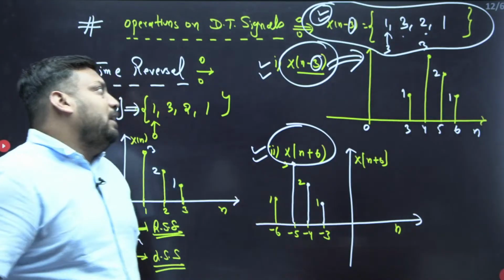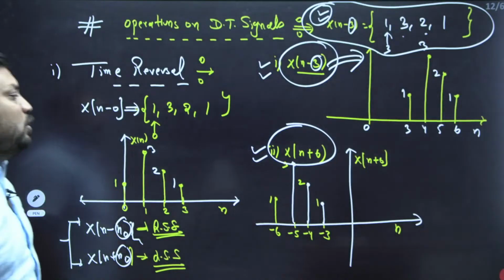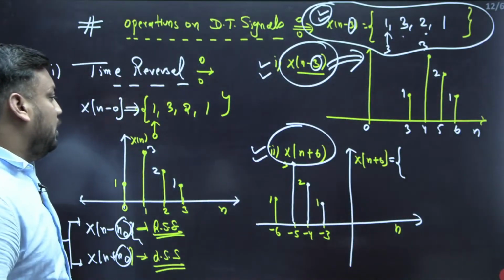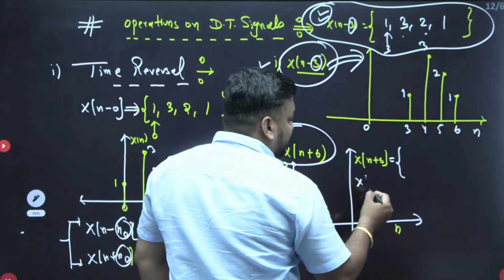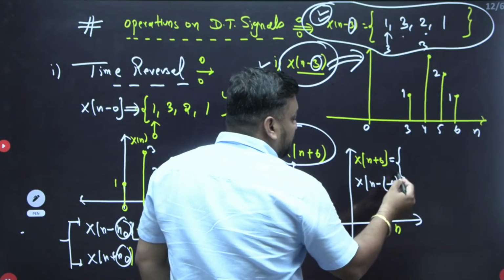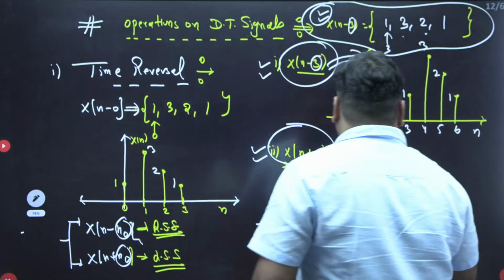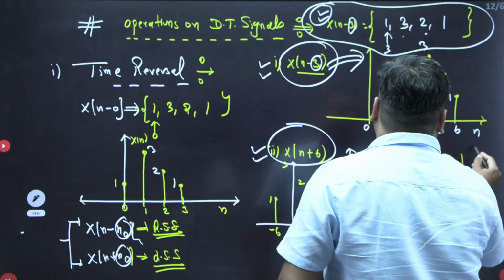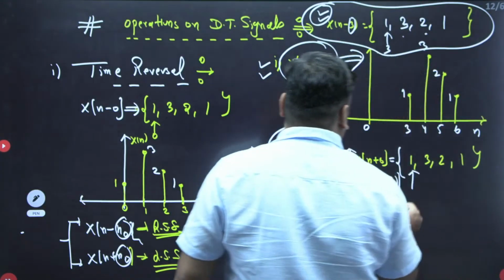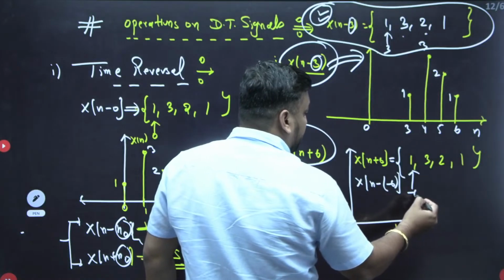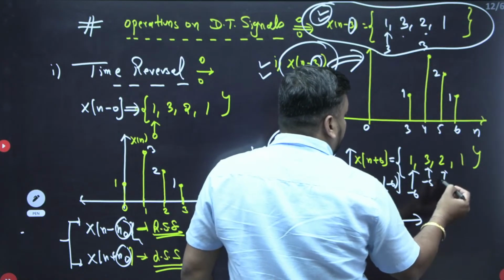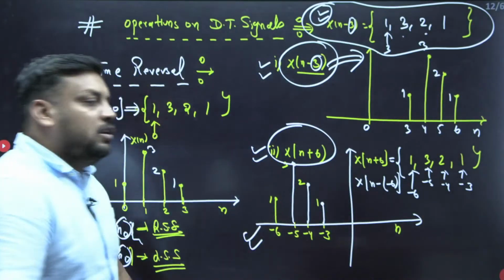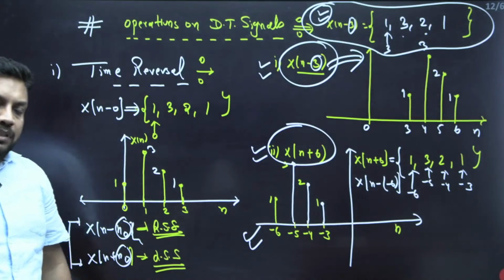Come on dear students, do reply fast. This x of n minus 3 is clear. Now what is x of n plus 6? As I told you already, you need to treat this as x of n minus, and this time it is minus 6. So this 0 is replaced with minus 6, and of course it is minus 5, minus 4, and minus 3, as it is. So this is how you can save your time.